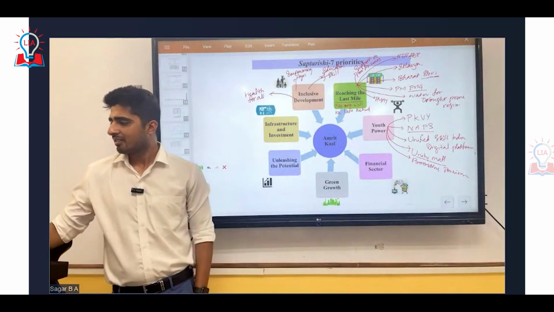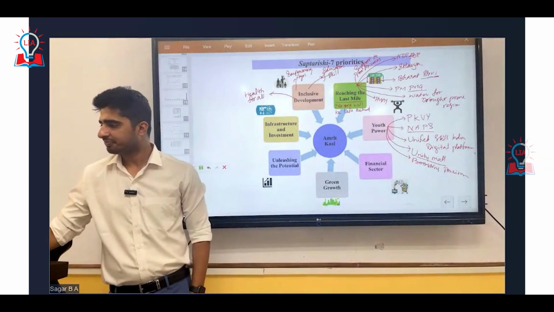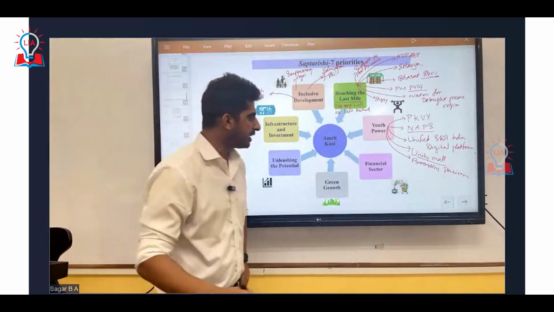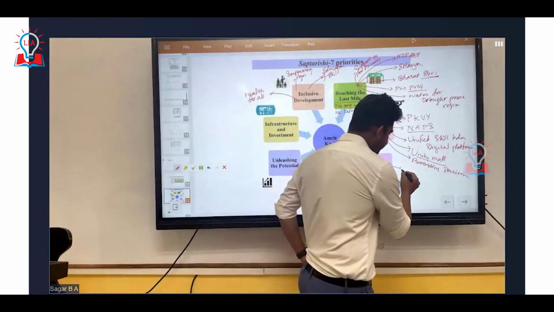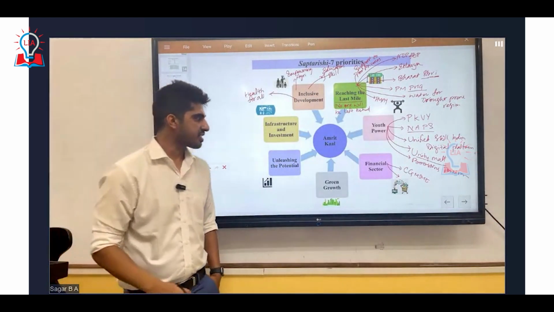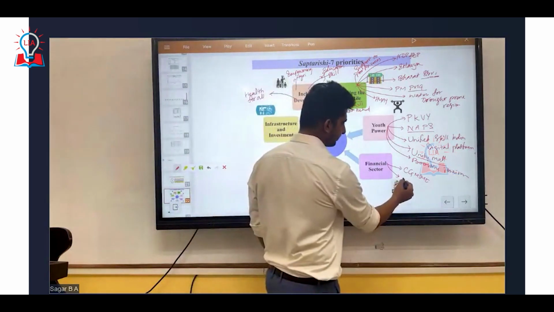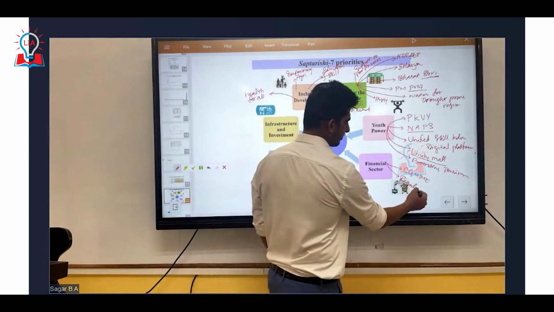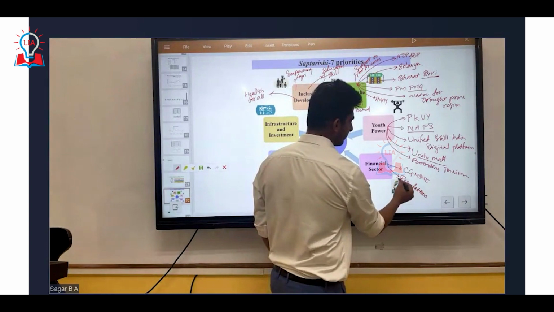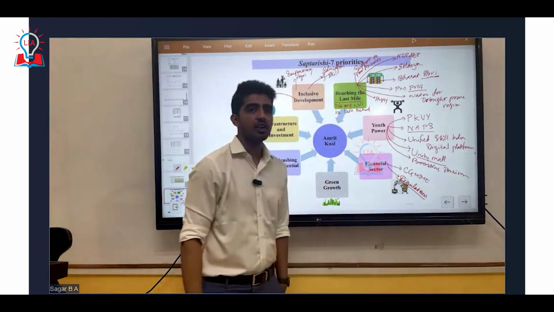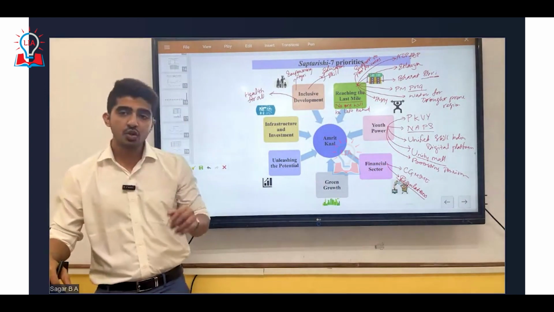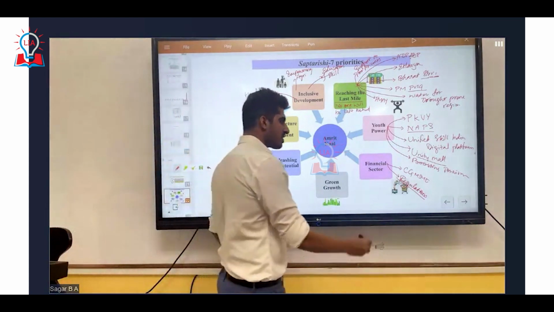Next, financial sector. Credit guarantee for MSME. It has been mentioned again. Financial sector regulations. There have been changes. A new savings certificate is being launched.